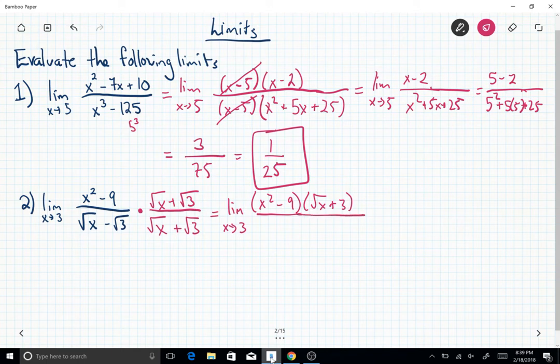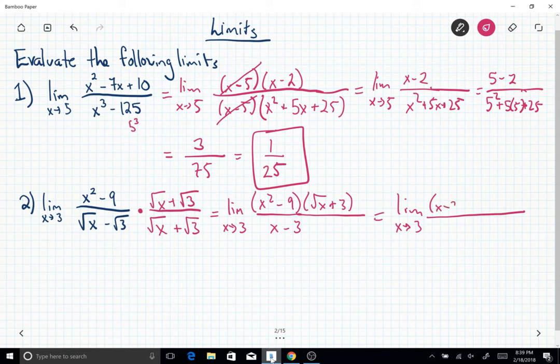And then the denominator becomes x minus 3. Notice I haven't done anything to the numerator yet. I could have done it in that first step, but x squared minus 9 can factor nicely. And the way we can factor it now, as we mentioned before, we should have a factor of x minus 3 sitting there. And we did. We just had to conjugate the denominator.